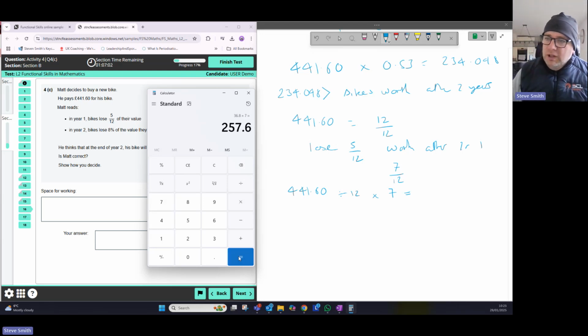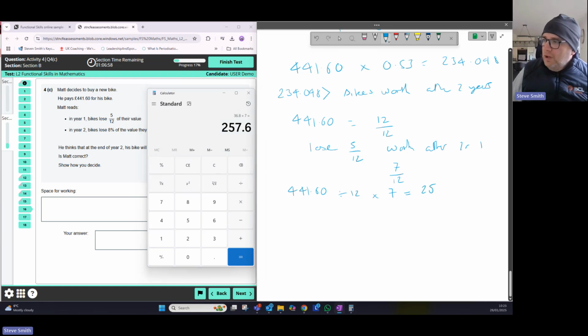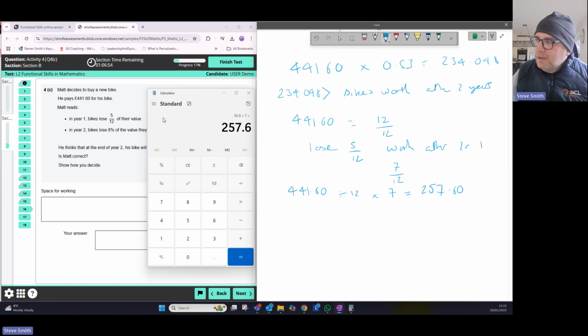His bike after 1 year is now worth £257.60. So that's our new value of our bike after 1 year. God, that's gone down some, hasn't it? Don't buy a new bike.